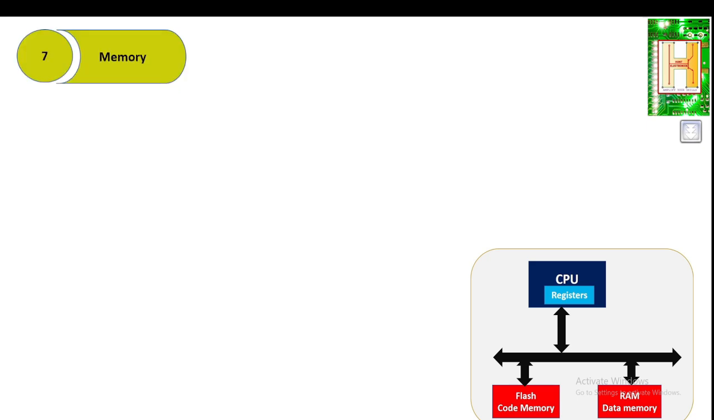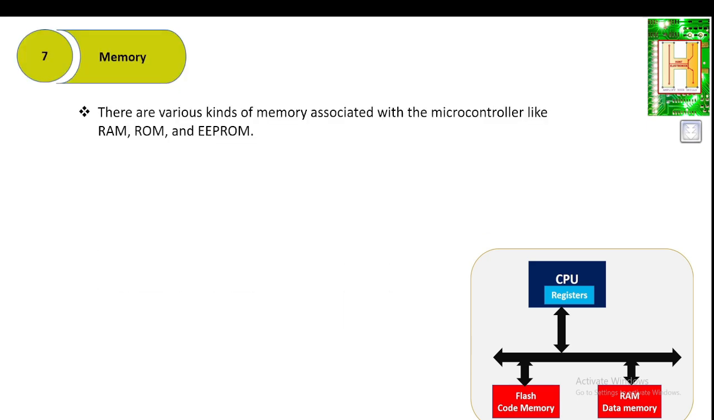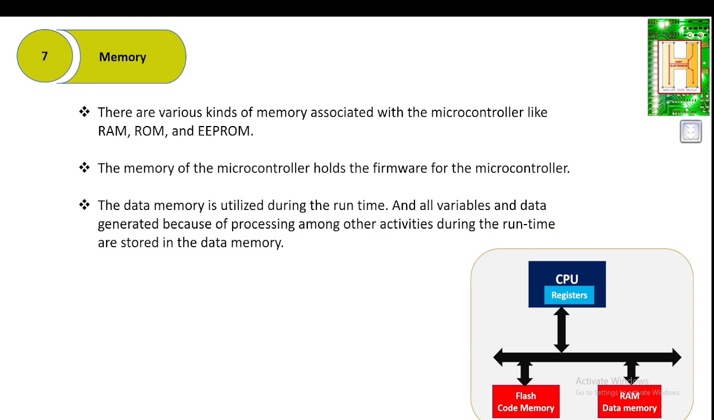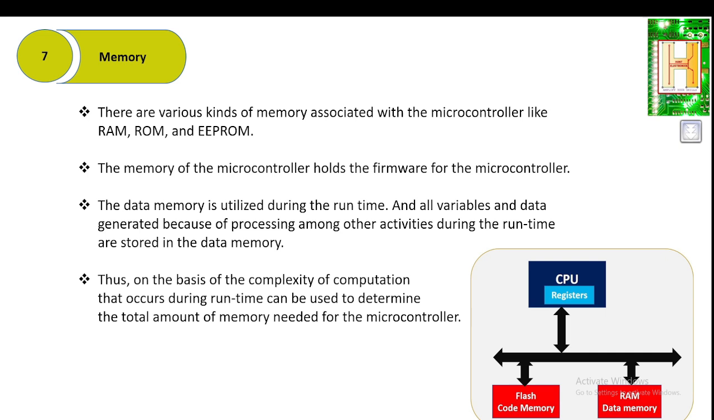The next most important is the memory. There are various kinds of memory associated with a microcontroller, like RAM, ROM, EEPROM. The program memory of the microcontroller holds the firmware. The data memory is utilized during runtime, and all the data generated by the processing among other activities during runtime is stored in the data memory. Thus, the complexity of the computation and the data generated during runtime can be used to determine the amount of memory needed for the microcontroller.